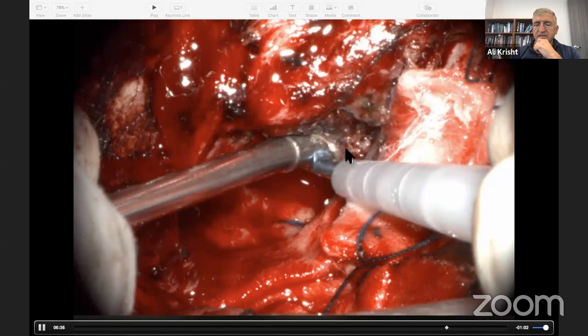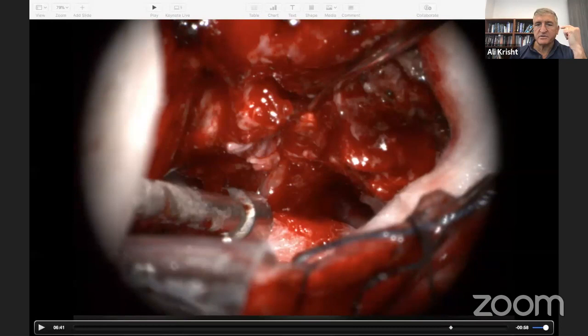This will allow me to dissect the sixth nerve. So now, if you look at this picture, this is the sixth nerve next to the brainstem, tumor around it, tumor around it. Now I found it. I know where it is up here. I know where the carotid is. Then I can follow it and clean all around.